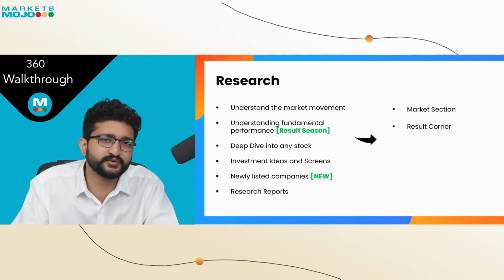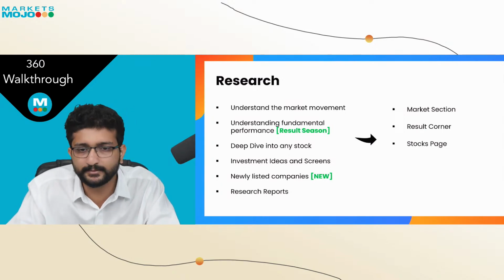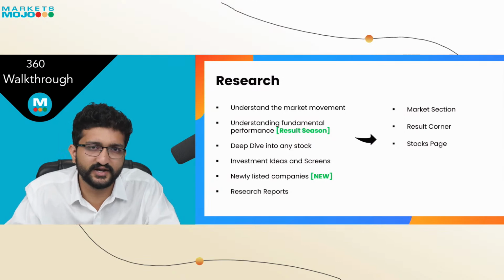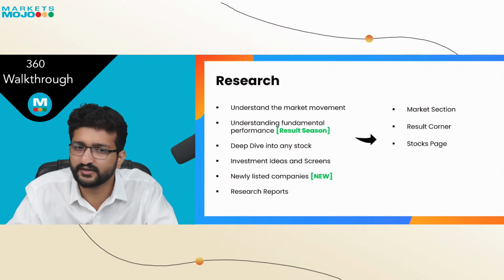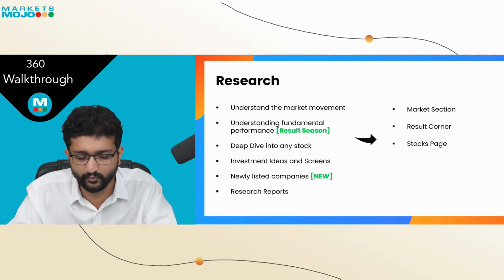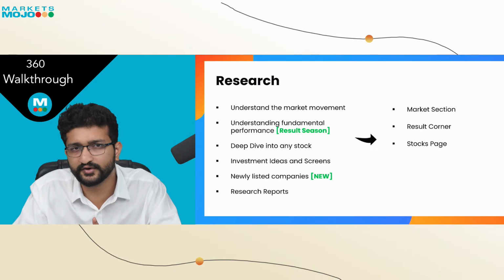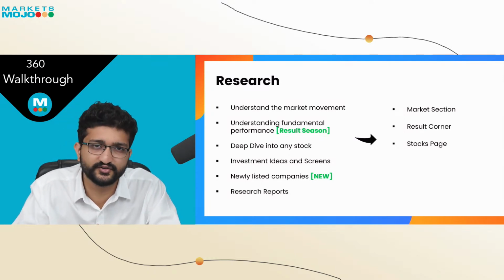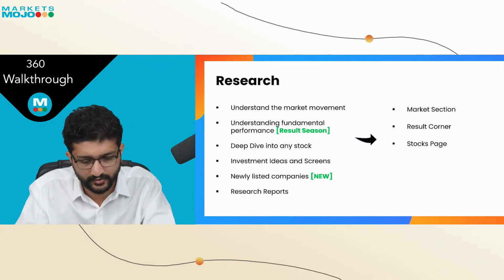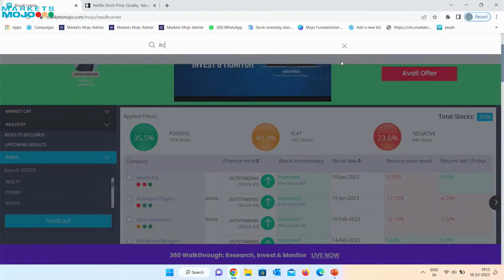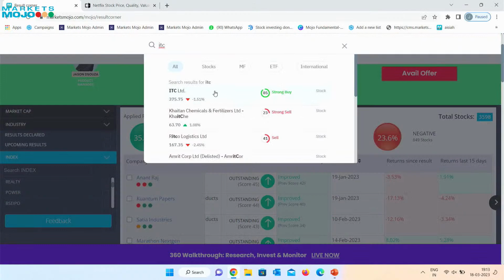Now going to the major part of today's webinar, which is deep diving into any particular stock. If you see, the analysis was slightly a top-down approach. I looked at the market, then I looked at the fundamental performance of companies. But what if you want to deep dive into a particular stock and understand what are the things that can affect the stock's price, so on and so forth. So going to the stocks page over here, I'll just select a particular stock. Okay, I'll just select ITC. As I select ITC, you can see I already know it's a strong buy stock.